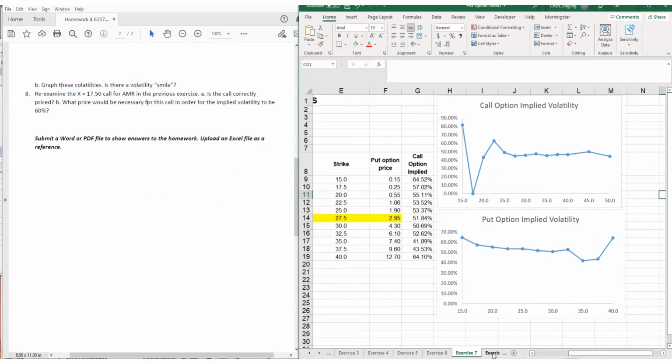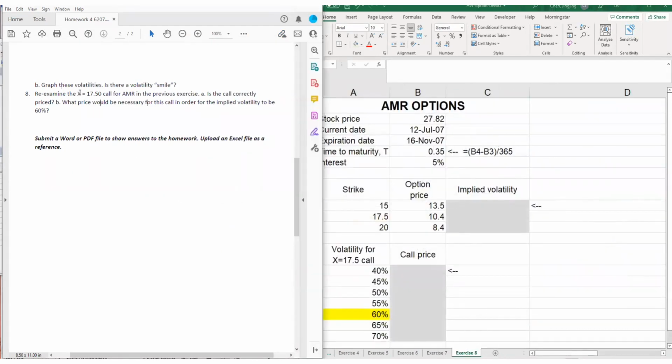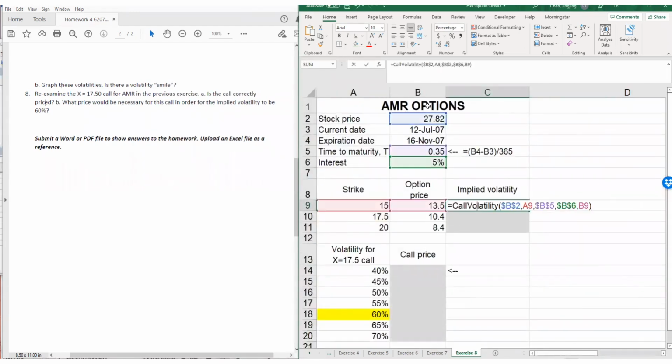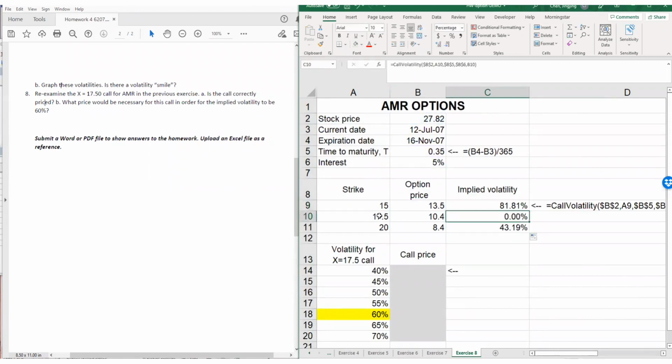Now going to exercise 8. Re-examine exercise price equal to 70 for that call contract. Is this call correctly priced? The second question is, what price would be necessary for this call in order for implied volatility to be 60%? Let me just copy the formula here for calculating implied volatility. And the implied volatility here for the $70.50 option is 0, meaning that this price cannot be right. So the price for this option cannot be right.